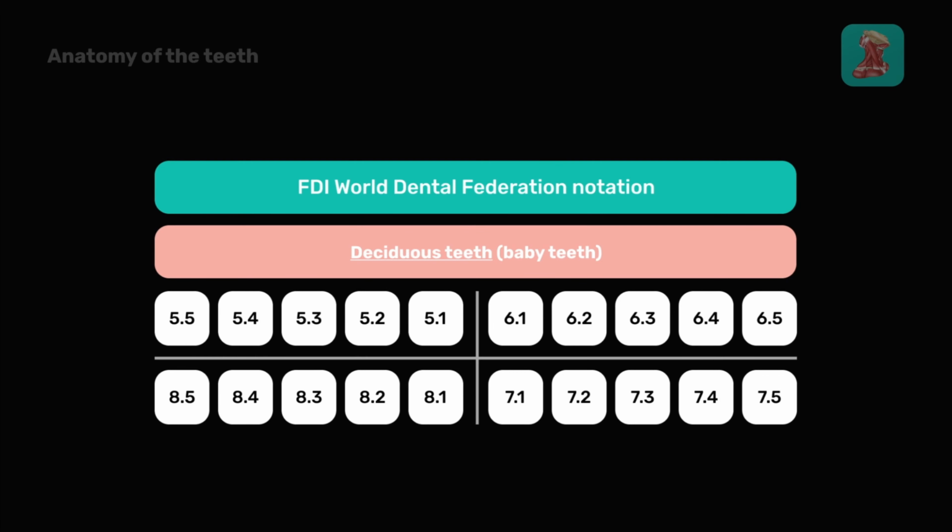The deciduous teeth in children are different from the permanent teeth in adults. In the pediatric dental formula, the deciduous teeth are designated as follows.